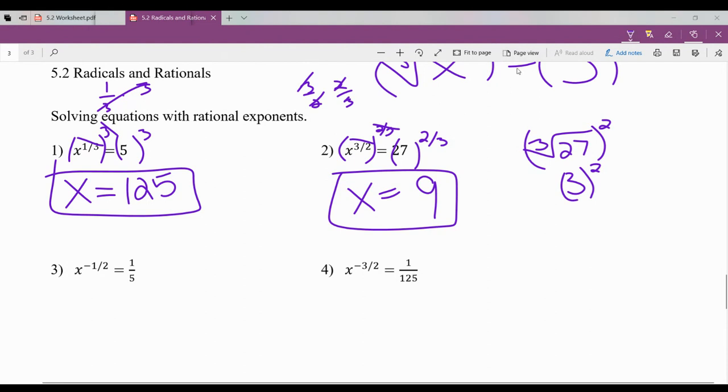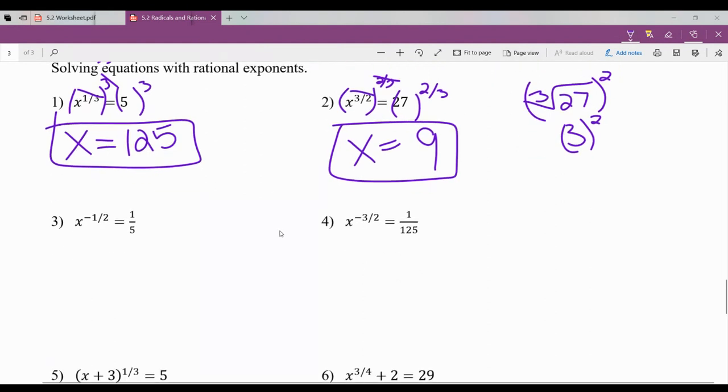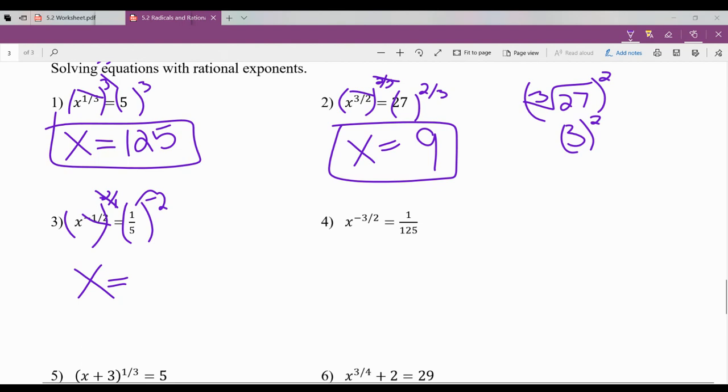All right, so now we've got negative exponents. It's the same idea. We're going to raise both sides to the reciprocal, so negative 2 over 1. Negative 2. I don't really have to put the over 1, right? Because 2 over 1 is 2. So negative 1/2 times negative 2 over 1, they cancel each other out. So we get x equals 1/5 to the negative 2. I'm going to distribute that negative 2 as an exponent to both things. So we've got 1 to the negative 2 over 5 to the negative 2.